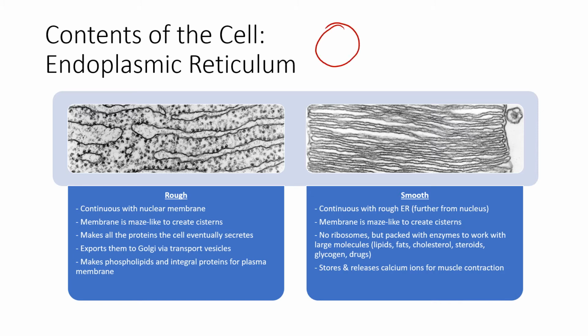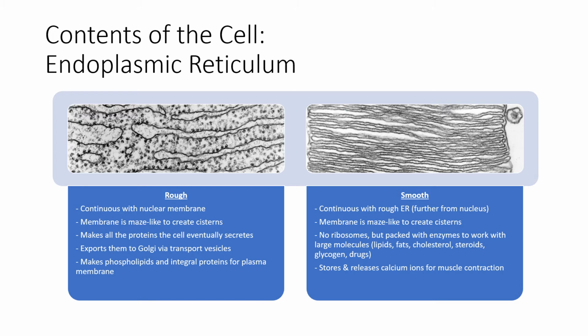So here you have your nuclear membrane. Continuous with it is rough ER. And then continuous with it is smooth ER. It's not necessarily arranged at a 90-degree angle like this, but that is just easiest to draw. This membrane is also maze-like to create cisterns, again, surface area being a thing.